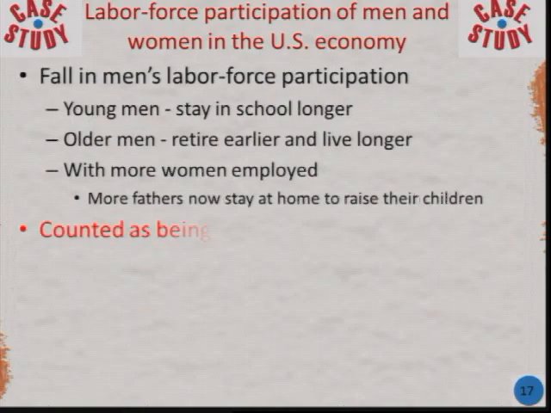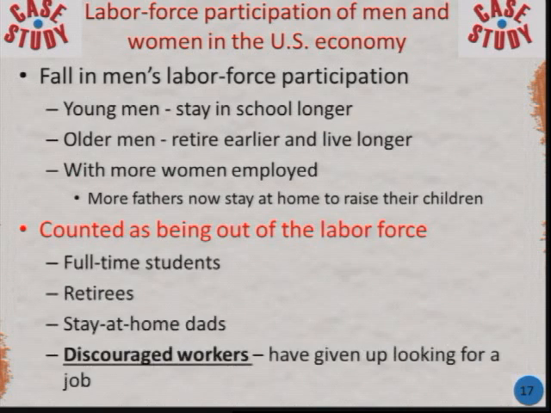And here are some reasons why. Okay, more stay-at-home dads. Older men are retiring earlier and living longer, so that's why they're not participating in the labor force and not counted. And for younger men, they are staying in school longer, college and grad school, so all of those things play a role into that trend.